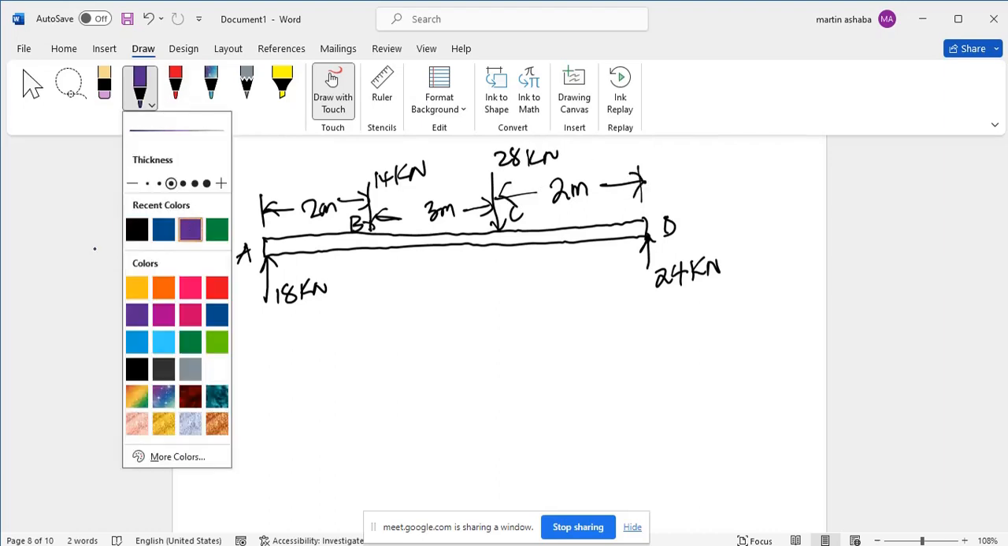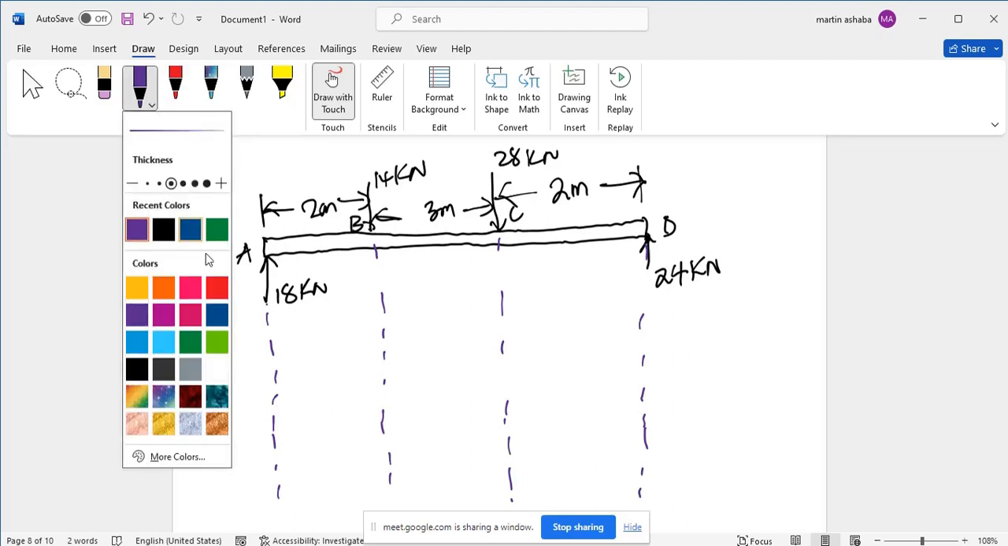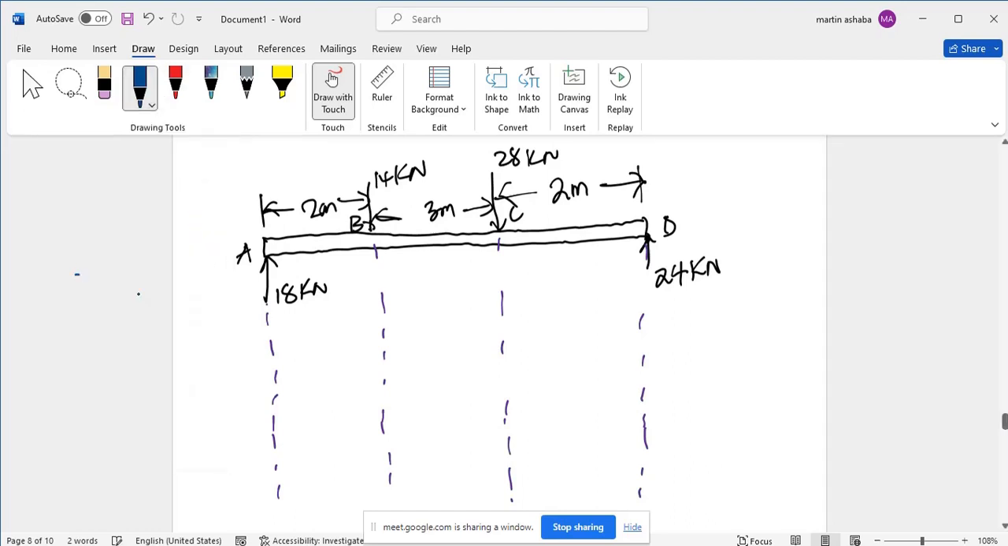What I do when I reach here is project these points using dotted lines, so that they guide me when I'm drawing my bending moment and shear force diagrams. Okay, let's begin with the shear force. Remember that this is a horizontal line. It is a straight line, only that I'm using the free hand.